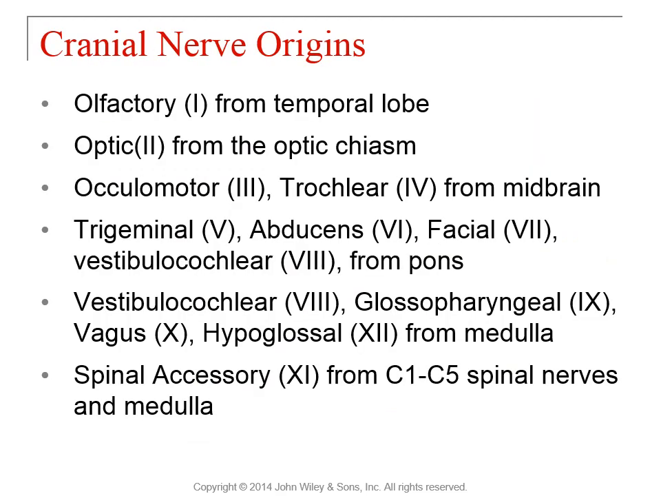So cranial nerve origins, again, just another cheat sheet for you. Olfactory nerve is from the temporal lobe. Optic nerve is from the optic chiasm. This is going to be from the cerebrum. Oculomotor 3 and trochlear 4 are from the midbrain. Trigeminal 5, abducens 6, facial 7, and one portion of the vestibulocochlear, the vestibular portion, are from the pons. From the medulla, you're going to get the vestibulocochlear, the cochlear version, the glossopharyngeal number 9, vagus 10, and hypoglossal 12. Spinal accessory will get most of its innervation from the medulla, but a portion from the C1 through C5 spinal nerves.